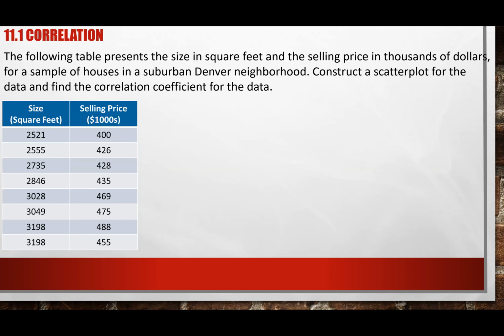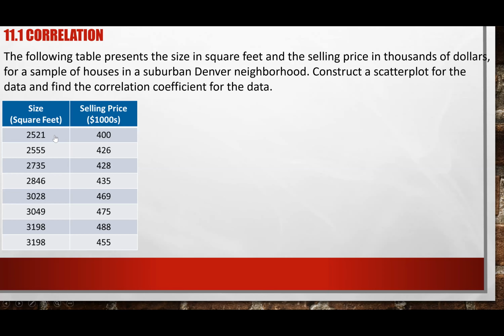Okay, so let's take a look at this item here. They say the size of the house and the price of the house in Denver, right? Do we have any correlation between them, meaning the bigger the house, the bigger the price? Do we know if there's any of that correlation here? So the idea is to construct this scatter plot.